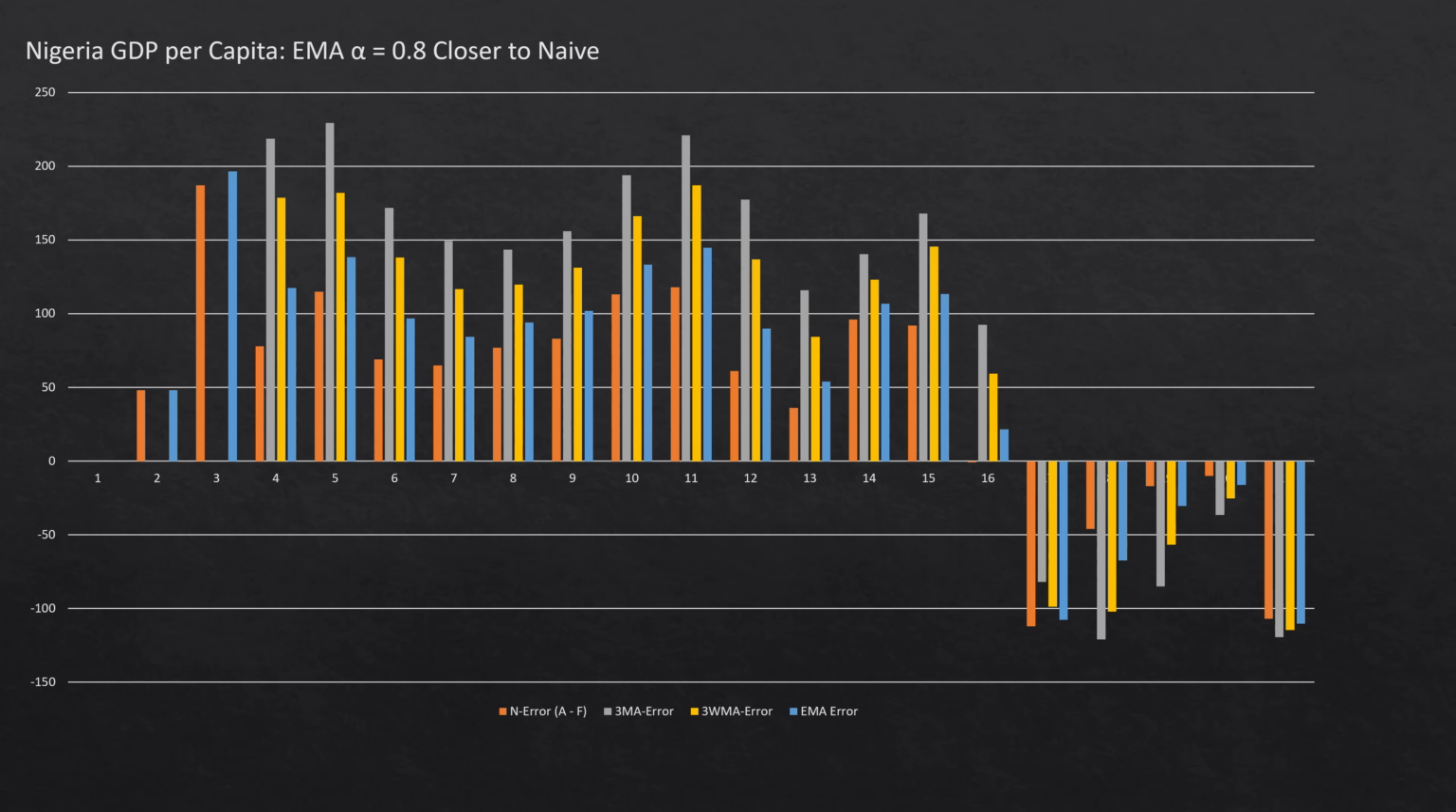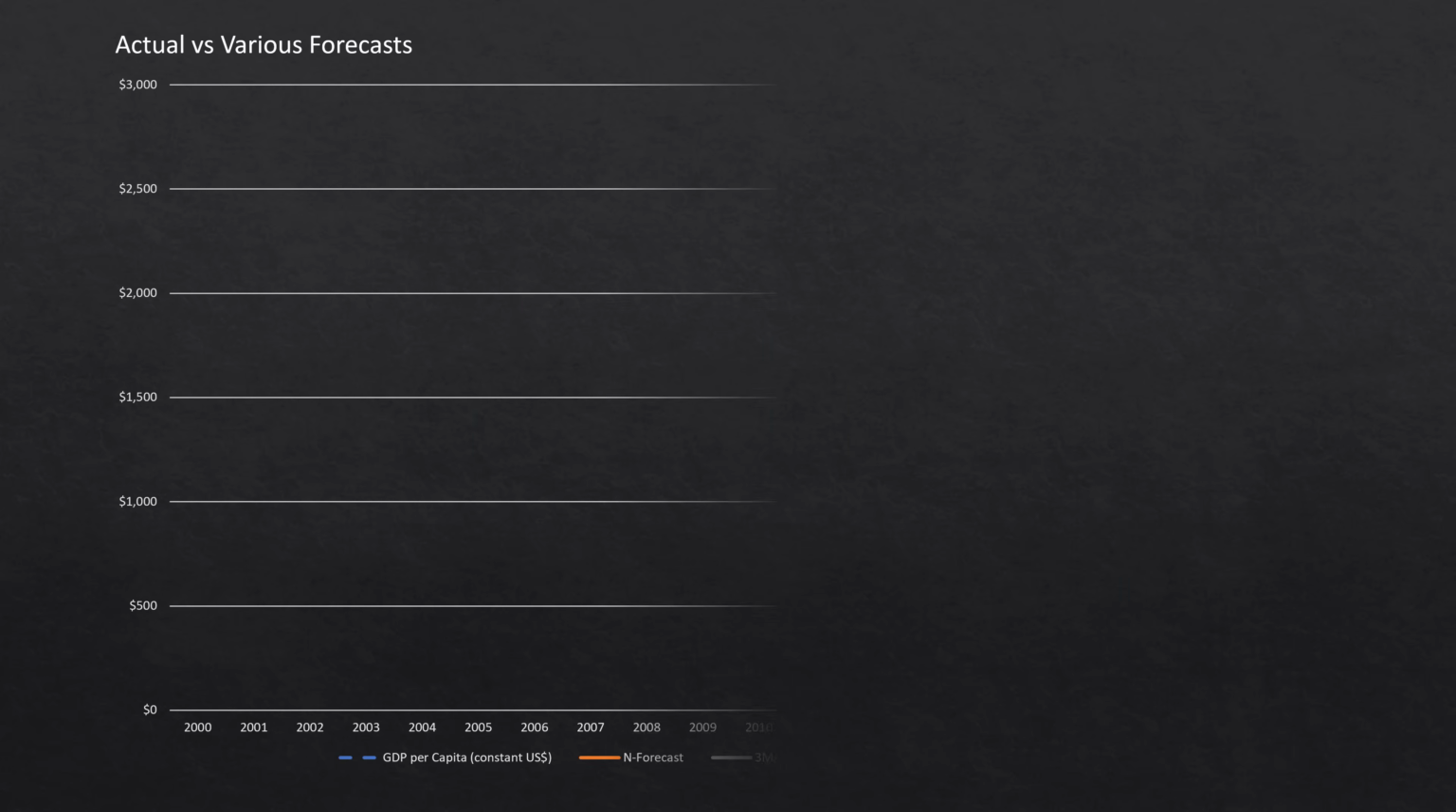So it appears that of these 4 methods for forecasting, the naive in this case is the best, and then the exponential is the second best. And again, that should not be a surprise because our data has a strong trend to it.